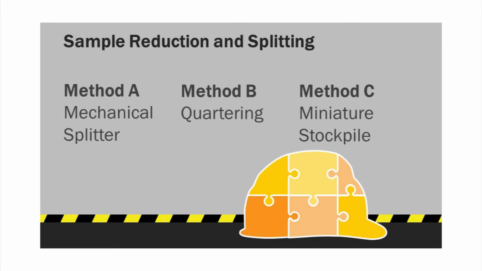There are 3 primary methods for sample reduction. Method A, using a mechanical splitter. Method B, quartering. And Method C, miniature stockpile sampling. These were illustrated in the previous video and are outlined in your manual beginning on page 46.